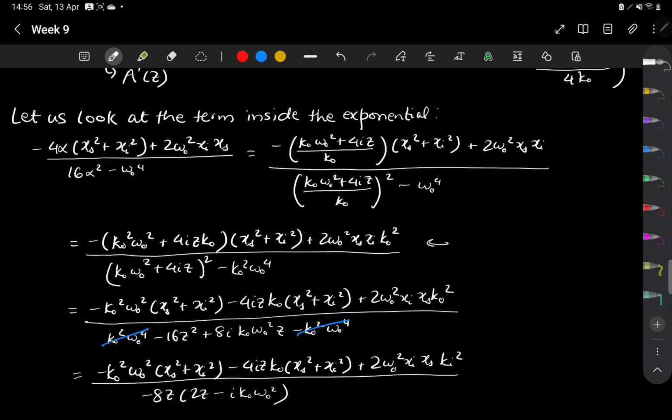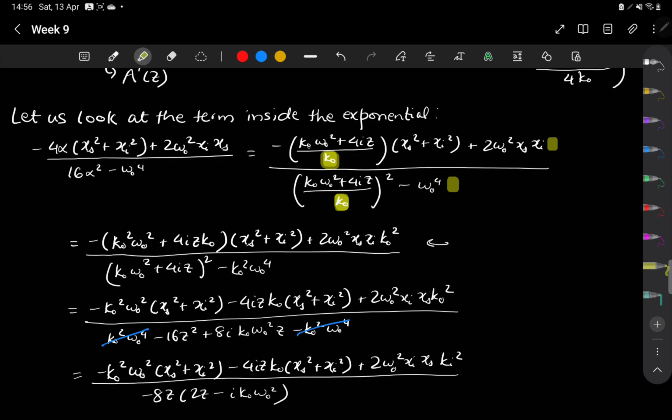What I just did is I took k naught common over here in the denominator, so that made one k naught come over here, and k naught squared common over here, and one k naught squared comes here. So 1 over k naught divided by 1 over k naught squared, that is k naught squared over k naught, that is k naught. So that's why one additional k naught comes in the numerator.